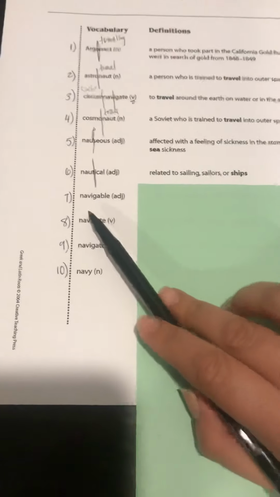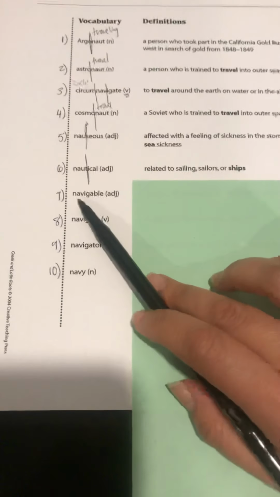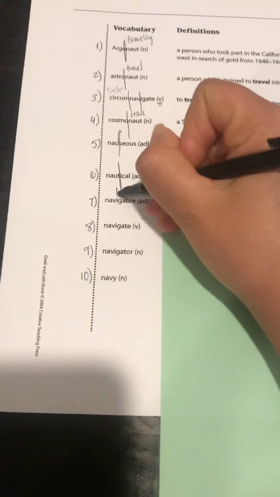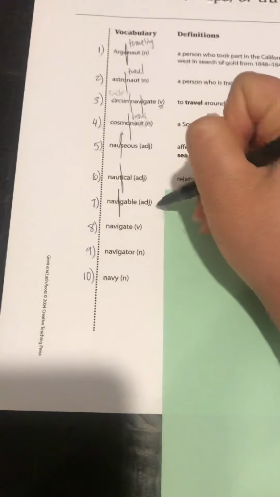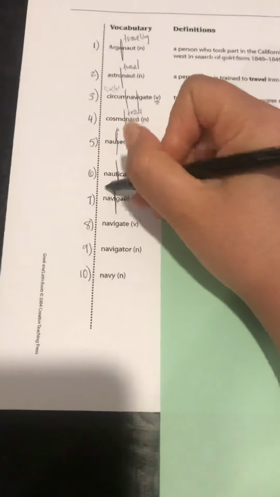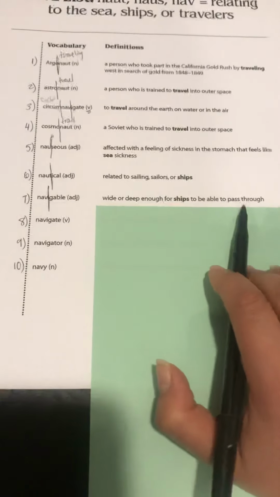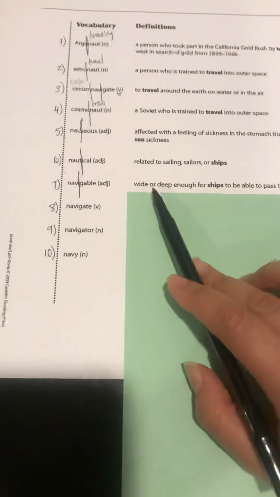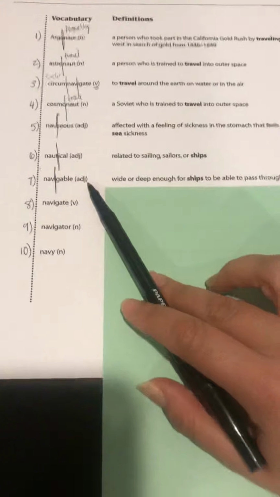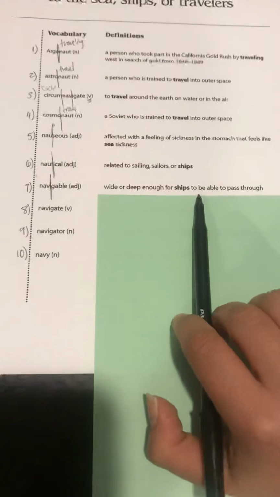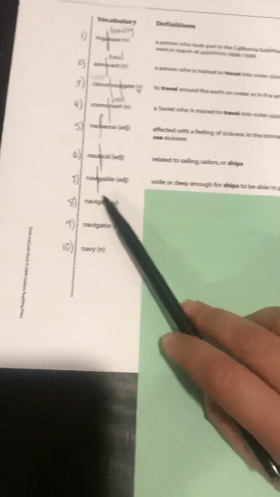Moving on to number 7. The word is navigable. Navigable. And it is an adjective, so it's describing something, a person, place, or thing. So let's go ahead and divide it. Right here we have navigable. Able is something you're able to do, right? So let's check out what it might mean. Navigable, it is wide or deep enough for ships to be able to pass through. Okay, so a person's pool in the backyard is not navigable, right, for a ship, because it is not usually wide or deep enough for a ship to go through. It's not navigable. Okay, think of that.